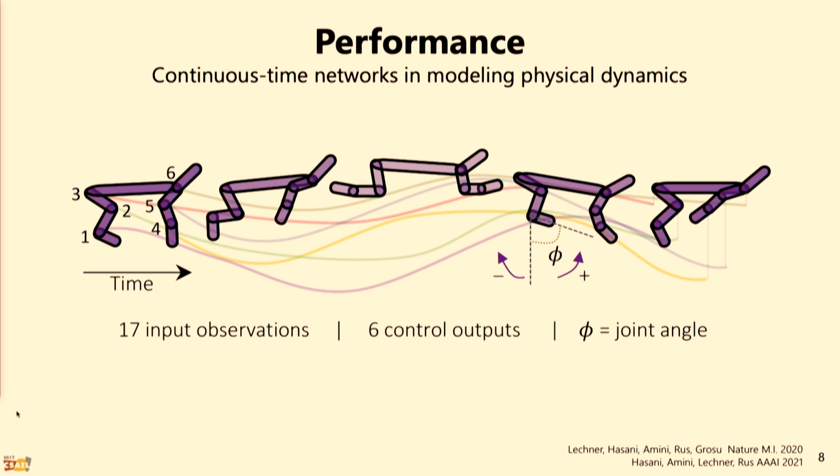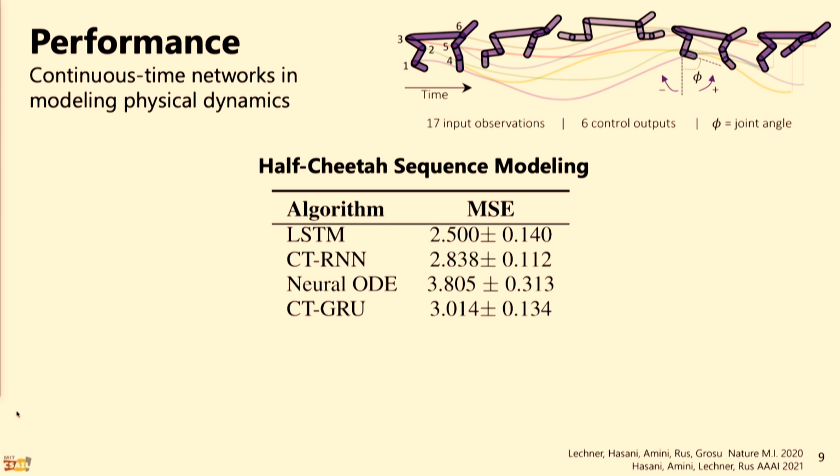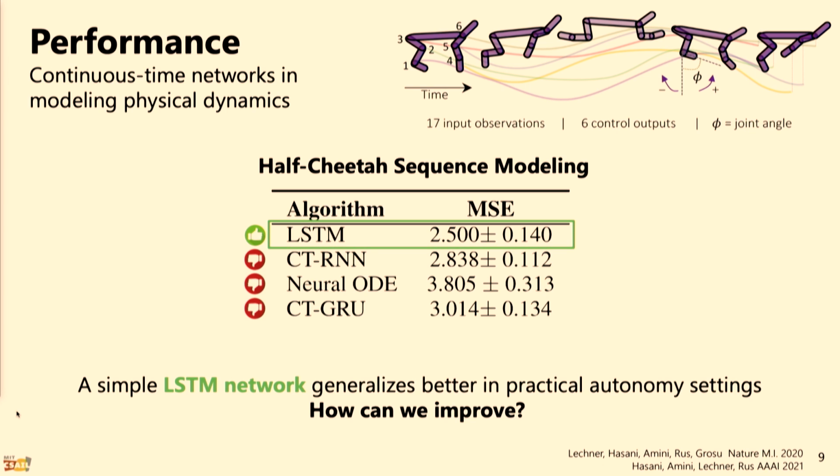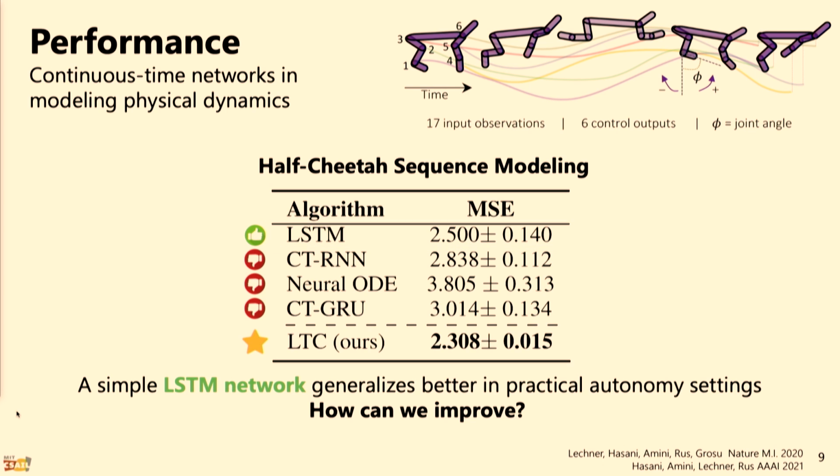And it's really extraordinary because by using differential equations and continuous time networks, we can model very elegantly complex problems, like problems that involve physical dynamics. For instance, in this case, we have the half cheetah, and it can be modeled elegantly with these continuous time networks. However, when you take an existing continuous time solution and model even a simple problem, like can you get this half cheetah to walk, you actually get performance that is not that much better than a standard LSTM. However, with liquid networks, you can do better.